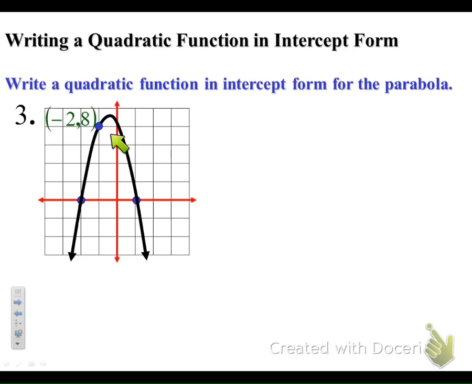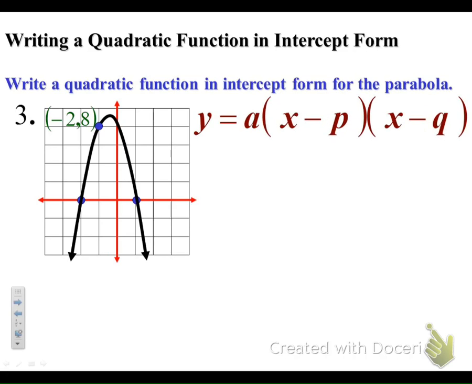So in this next example, notice what it asks. Write a quadratic function in intercept form for the parabola. So wait a second. Intercept form, you actually have that in your composition notebook as one of our formulas to remember. Intercept form looks like the following. This p and q were the 2 intercepts we would get.